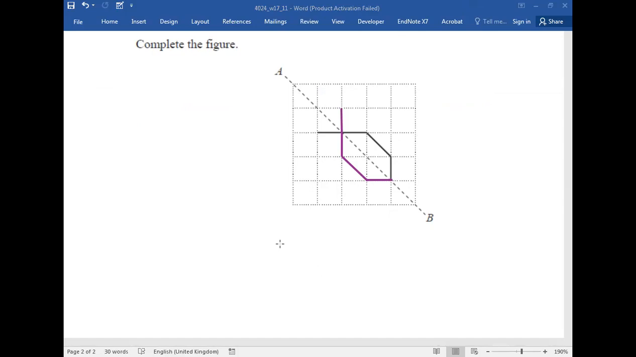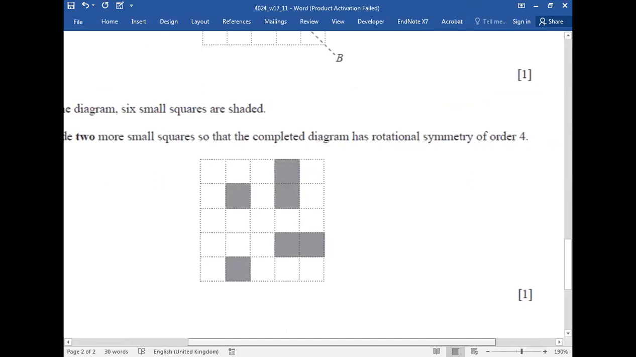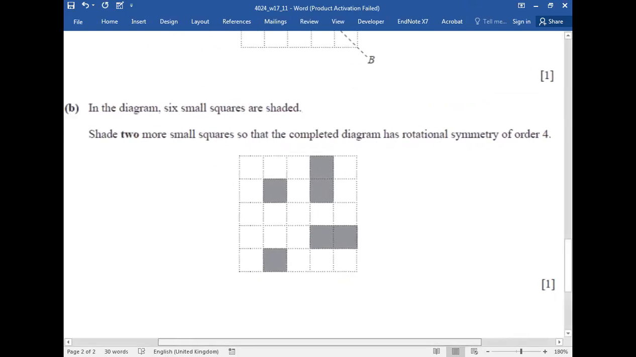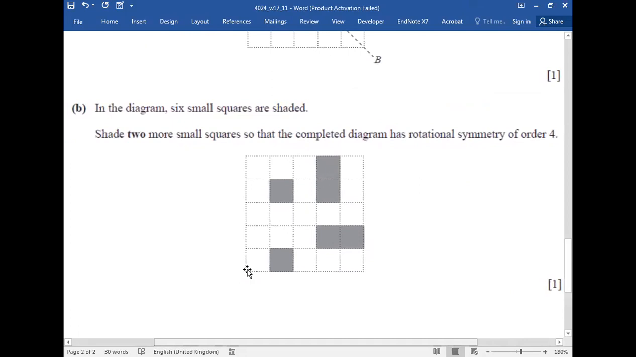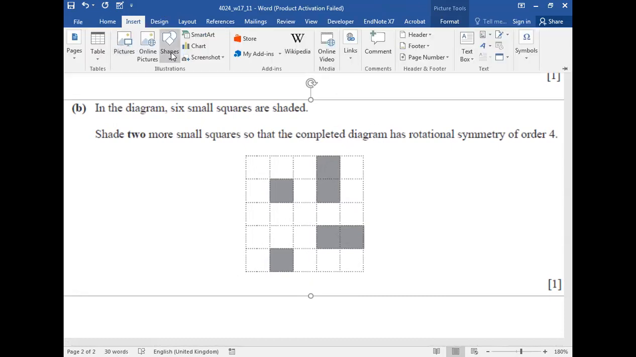Okay, similarly in this one, six small squares are shaded. Shade two more small squares so that the complete diagram has a rotational symmetry of order. Or what does that mean? If I rotate it 360 degrees, it should come in its shape exactly the same way. What two more squares should we shade? Very good. These two squares we should shade.